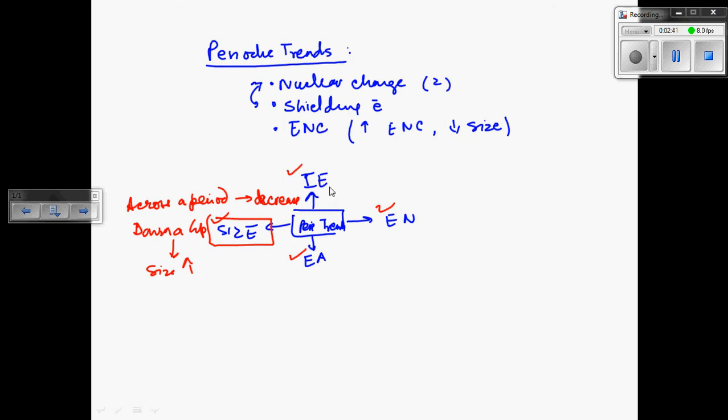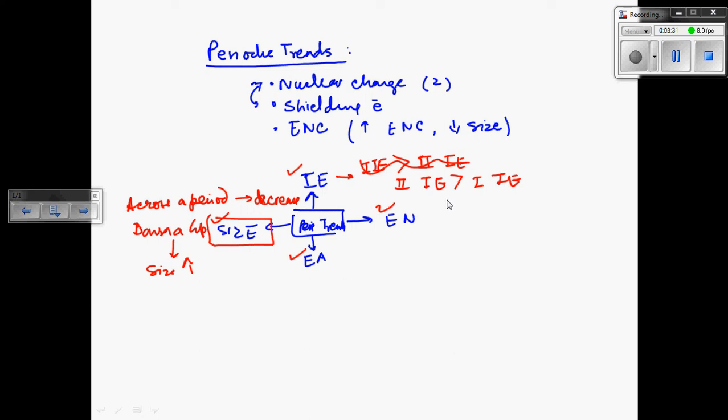And because size decreases, ionization energy increases, electron affinity across the period increases, electronegativity increases. Now, ionization energy is the amount of energy required to remove an electron from an atom in its gaseous state. And remember, second ionization energy is always larger than first ionization energy, because after you've removed one electron in first ionization energy, the effective nuclear charge increases. Now to pull off the second electron, it takes more energy.